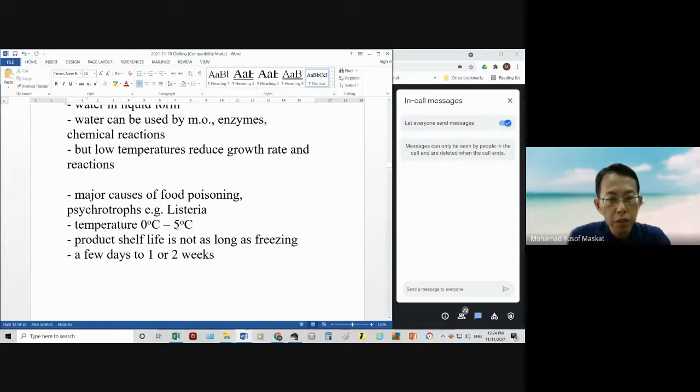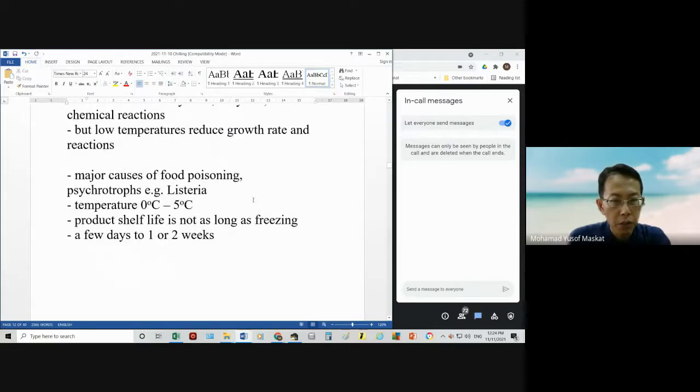So when we talk about chilling, the temperature usually is 0 to 5, usually above 0 up to 5 degrees Celsius. And at 0 degrees Celsius, most foods will still not be frozen. Because even though 0 degrees C is the freezing point of water, it is the freezing point of pure water, water that does not have any solutes in it. So that is pure water, distilled water. It will freeze at 0 degrees C.